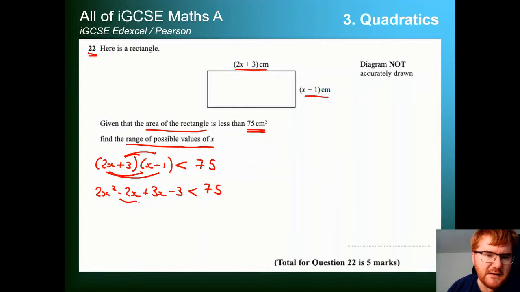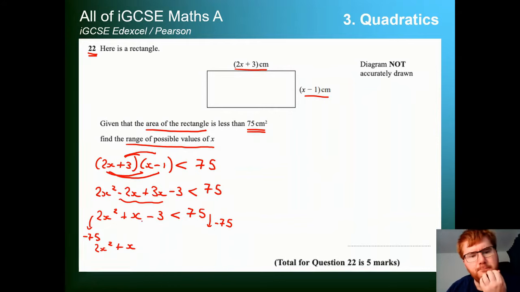Then we want to collect these like terms in the middle. So we have 2x squared minus 2x plus 3x is plus x. Minus 3 is less than 75. Now we're going to, again, approach it like a quadratic equation, which means we want the right-hand side to be 0. So what's the opposite of adding 75? Well, minusing 75 from both sides. If we do that, we're then going to get 2x squared stays the same, plus x minus 3 minus 75, that's equal to minus 78, which is less than 0.